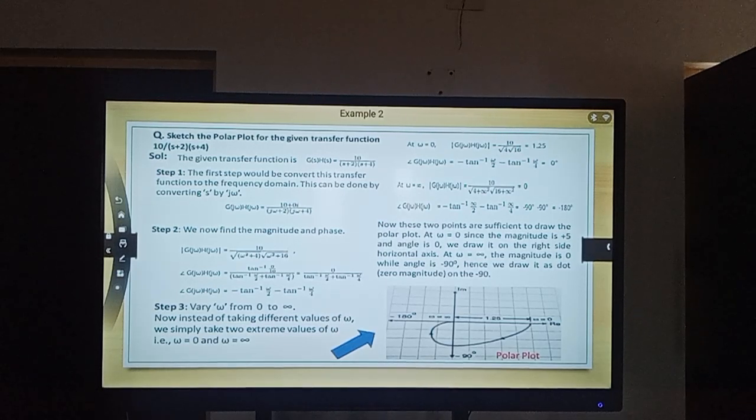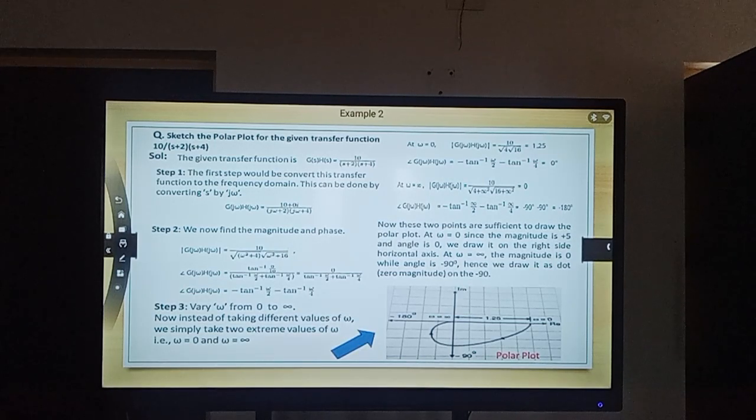And next, omega is infinite. So it will become 10 divided by infinite. 10 by infinite is 0. Anything by infinity is 0. And next, the angle will become minus tan inverse infinite, minus tan inverse infinite. What do we know? When tan is infinite, it is 90 degree. So one minus 90 degree, other one minus 90 degree, which will become minus 180 degree.